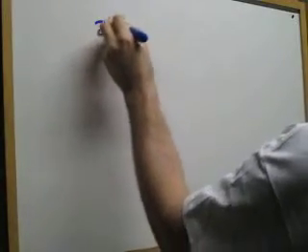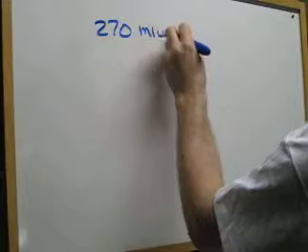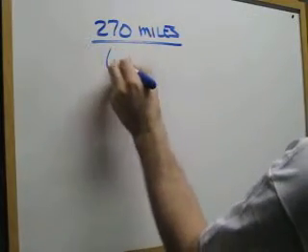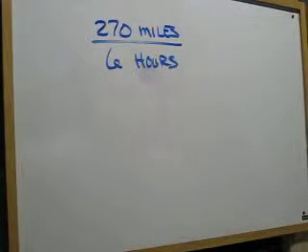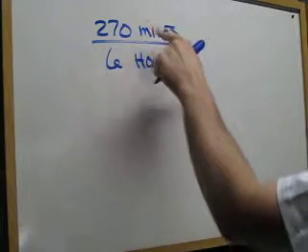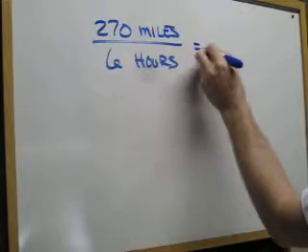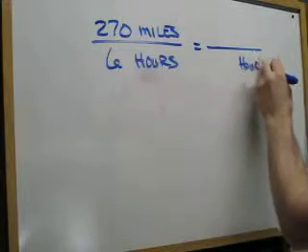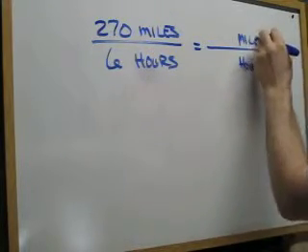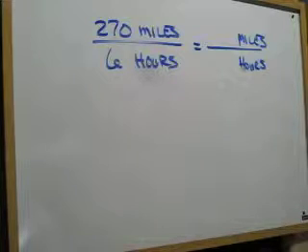A woman drives her car 270 miles in 6 hours. If she continues at the same rate, how far will she travel in 10 hours? So we have miles and hours. We're going to put an equal sign and another line, and we're going to put hours down here and miles up here, just like we did over here. Got to compare apples to apples, or miles to miles, and hours to hours.